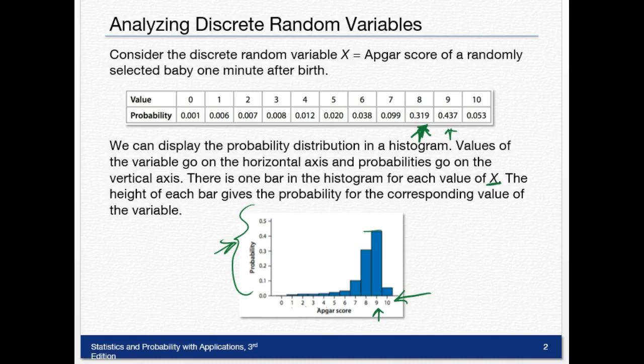So we did histograms a while back. I've just shown you this is where they come back. Okay, probabilities go down on the vertical axis and the values go on the horizontal.